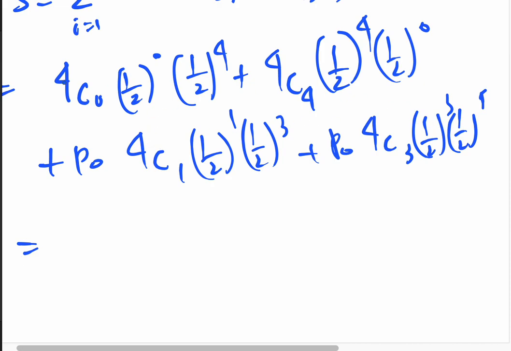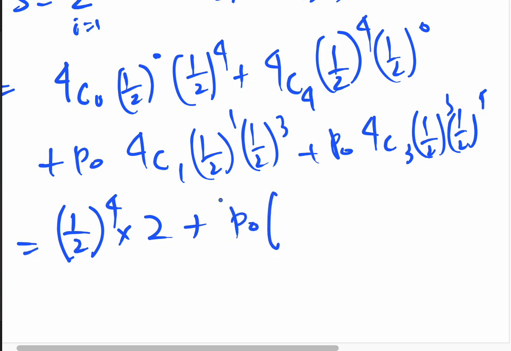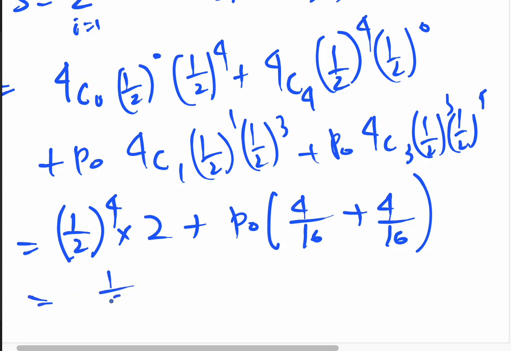So this is 4c1, this is half to the power 4, into 2, plus p0 into this will be 4 by 16, since 4c1 is 4, 4c3 is also 4, so 16. So this will be 1 by 8 plus p0 by 2.